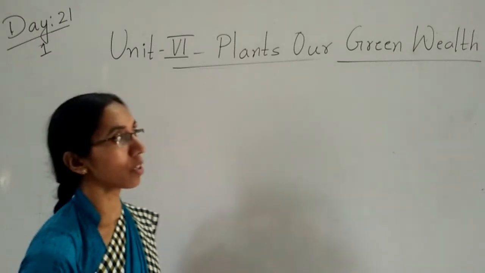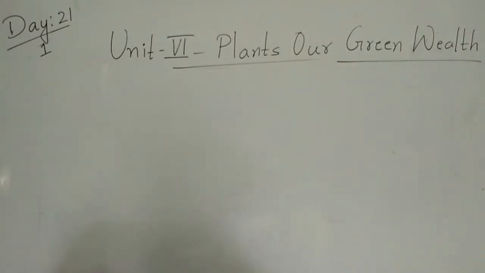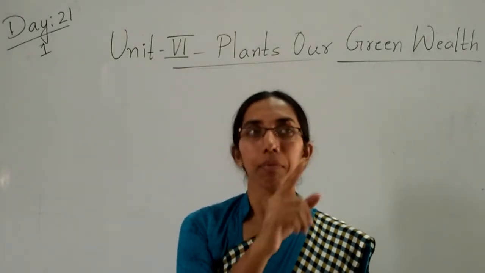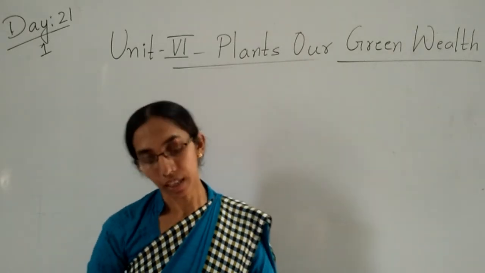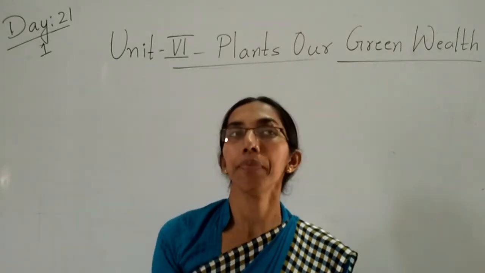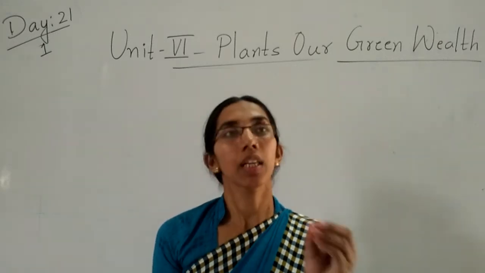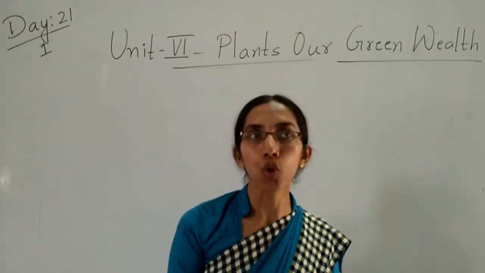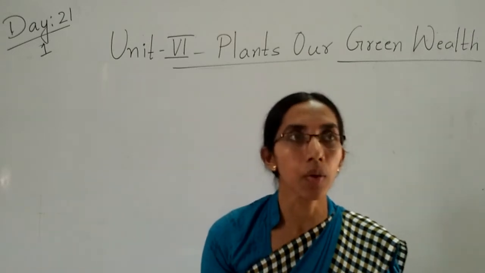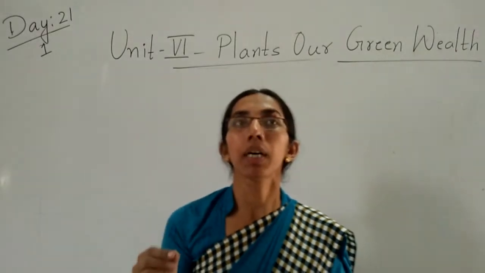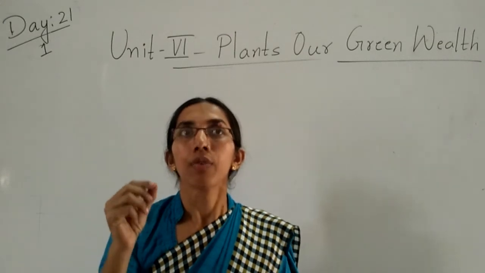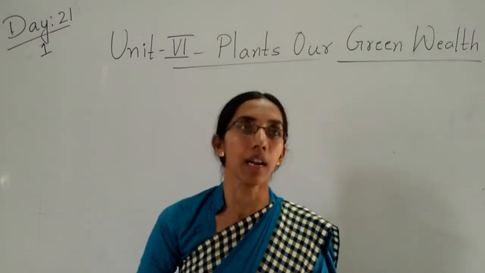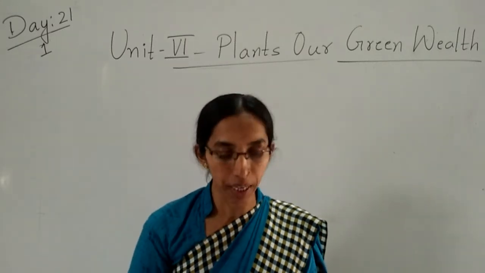Clear, children? This worksheet is based on the unit Plants, Our Green Wealth. Let me recall whatever we finished in this lesson. In this lesson we learned the different parts of a plant. Plants have different parts: roots, stem, leaves, branches, buds, fruit and flower. There are many parts, and each part does a different function.